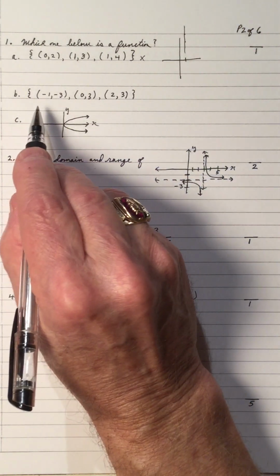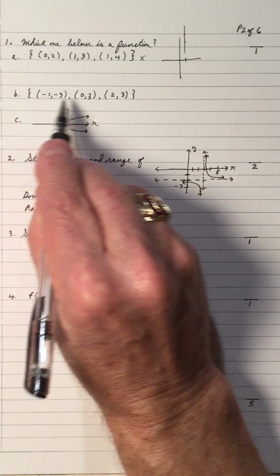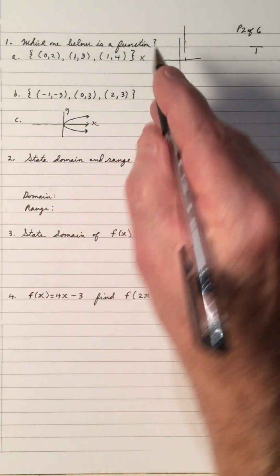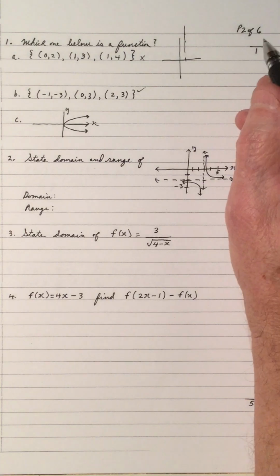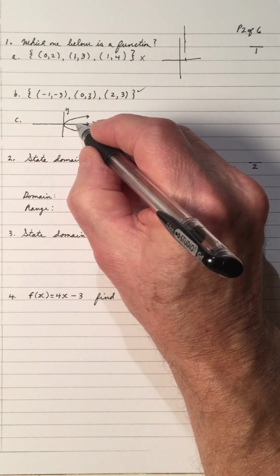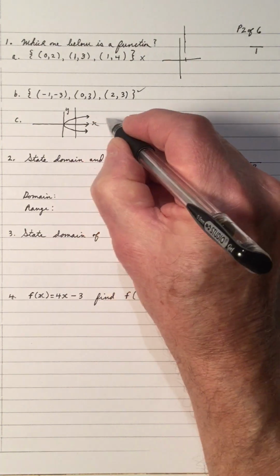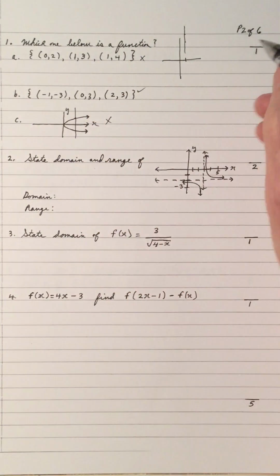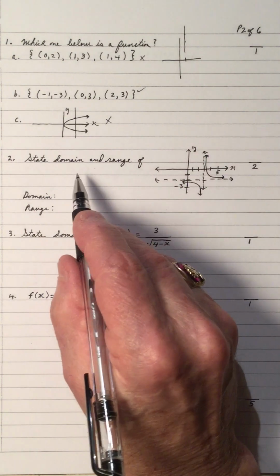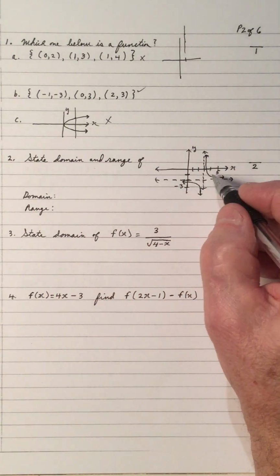function. Number 2, x is negative 1, 0, and 2. X is not repeated, so this is a function. And the quickest way to show this one is not a function is do the vertical line test. It passes through 2 points, so it's not a function. So B is the answer. Give yourself a mark.